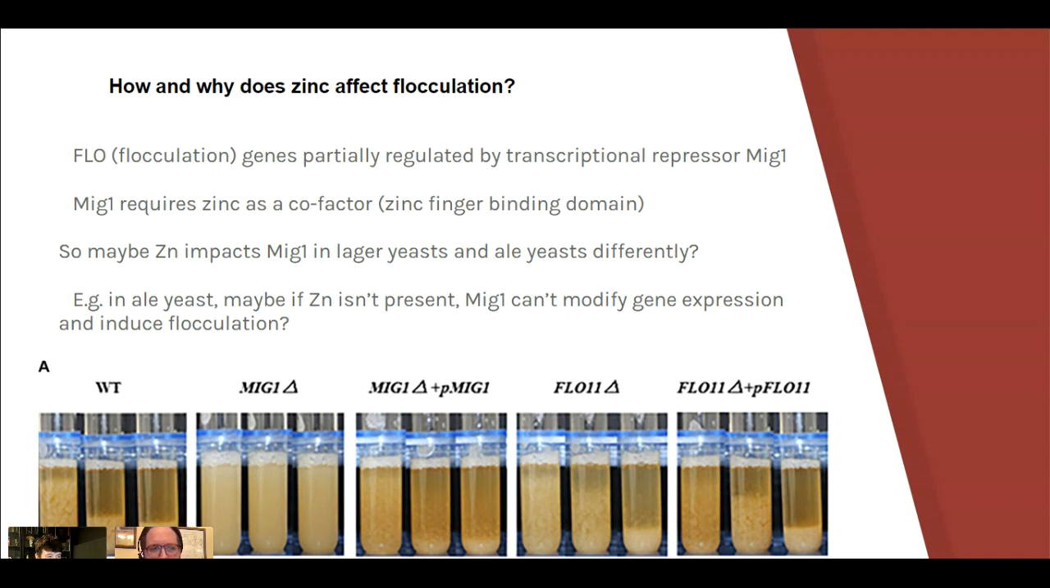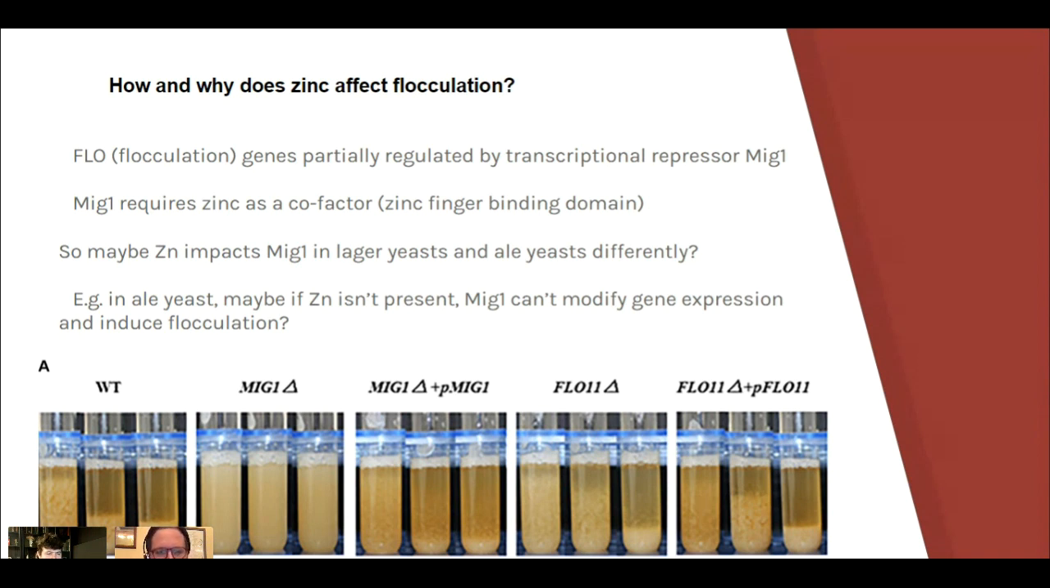One thing that is known is that the flocculation genes, the FLO genes, are partially regulated by this guy called MIG1. MIG1 is like a master gene regulator. MIG1's got its fingers in every pie. When we look at yeast metabolism, it's doing a bunch of things. One thing that we know about MIG1 is that it needs zinc. It uses zinc as a cofactor to help it bind to DNA sequences and repress genes. So given that it needs zinc, maybe zinc impacts the function of MIG1 in the lager yeasts and the ale yeasts differently.